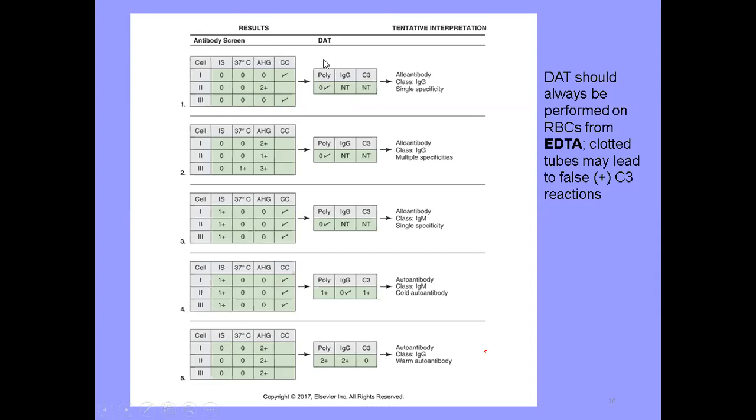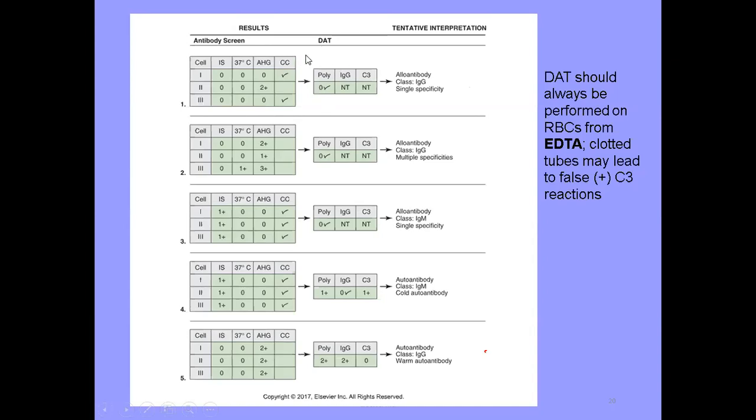All right. Because we're getting negative reactions with the DAT, think about what the DAT detects: sensitization in vivo. A DAT would be positive when there is some immunoglobulin coating the patient's red cells, and in this case there is not. So they have not had an autoimmune reaction. They have not had a transfusion reaction. There is no sensitization.